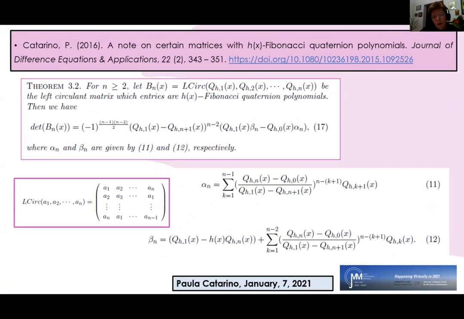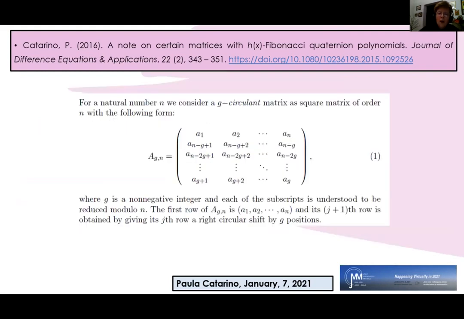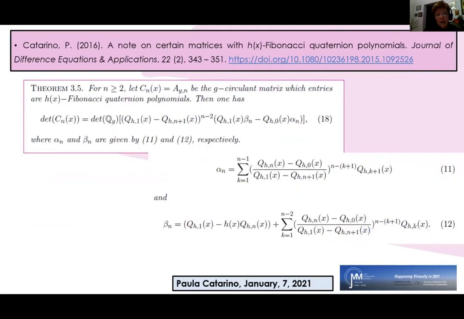Also, if you use left circulant matrices, the determinant of this kind of matrix whose entries are elements of this sequence is given by this expression. Also, here we have the definition of G-circulant matrices, and if you consider the entries of this matrix to be elements of this sequence, the determinant of this kind of matrices is also given by this expression involving the quaternions.